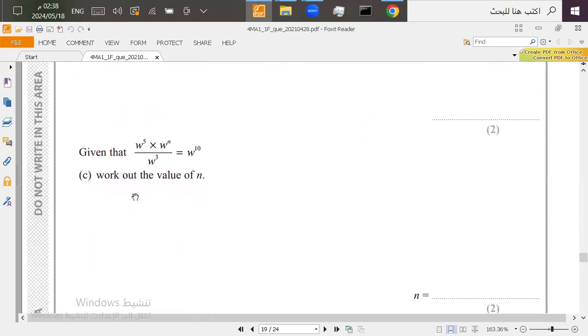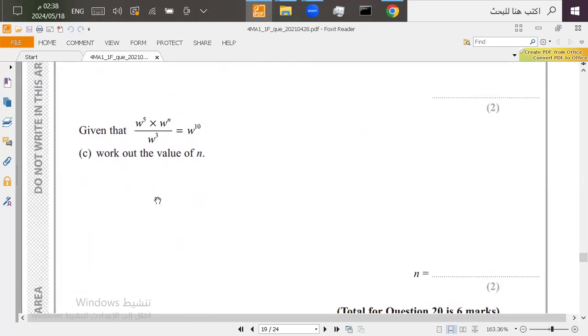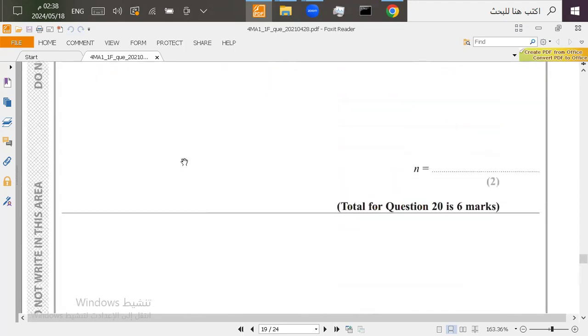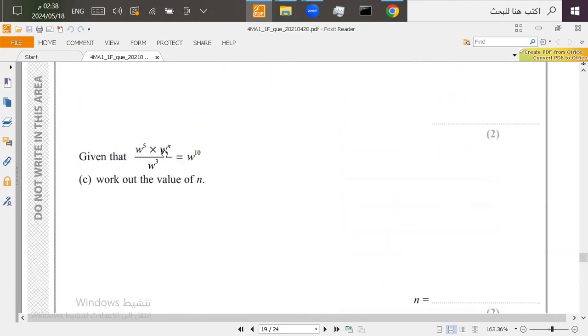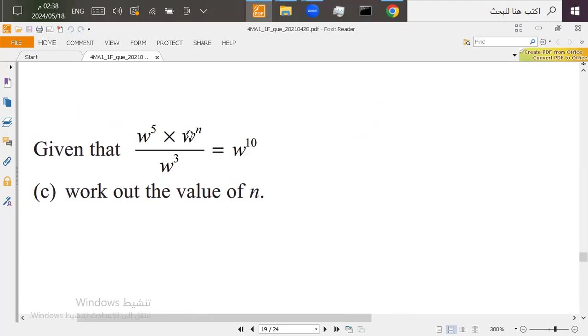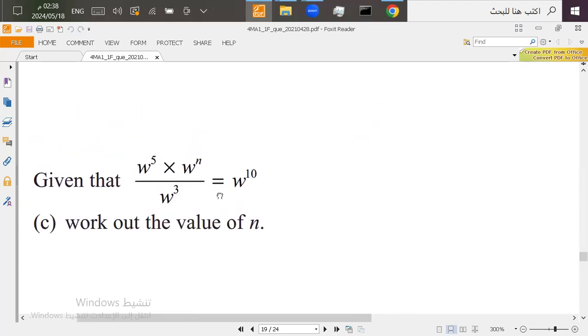Okay. Now work out the value of n. This is the last one for this video. Work out the value of n here. That makes this correct, okay? Now, when we multiply the same base numbers or variables, we're going to add the powers. It means the powers will be 5 plus n. So let's write them here. We will have the w, and the power will be 5 plus n, like this.